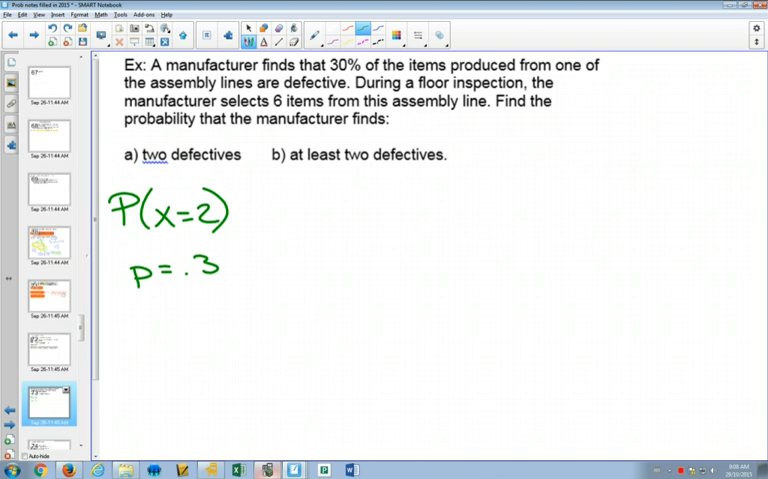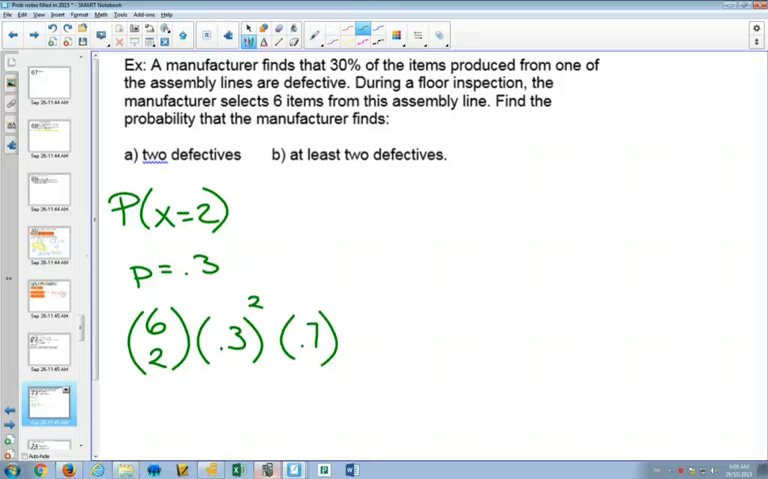So we can either go to our calculator or we can use our formula. With our formula, we'd have 6 choose 2. Probability of success is 0.3 to the power 2. Probability of failure, which is not defective in this case, is 0.7, and that would happen 4 times.